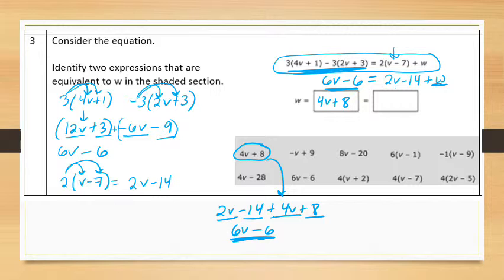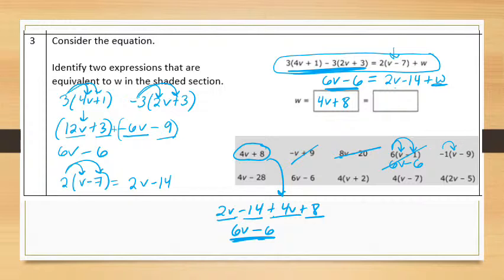Let's try another one, negative v plus 9. Well, if I added negative v to 2v, I would get v. So I can already see that there's a problem there because I need to get 6v. Not going to work. What if I did 2v plus 8v? That would give me 10v. Not going to work. What if I distribute some of these out and see what comes next? So here, 6 times v is 6v. 6 times negative 1 is negative 6. So let's try that. 6v plus 2v would make 8v. Not going to work. Let's try this one over here.